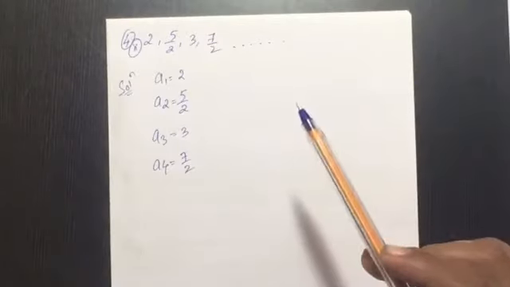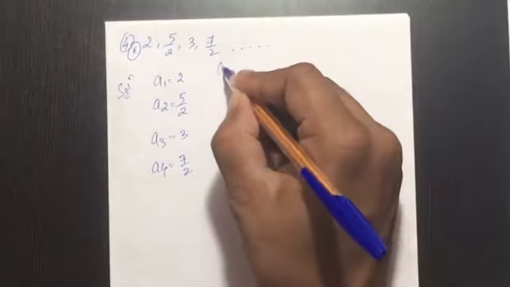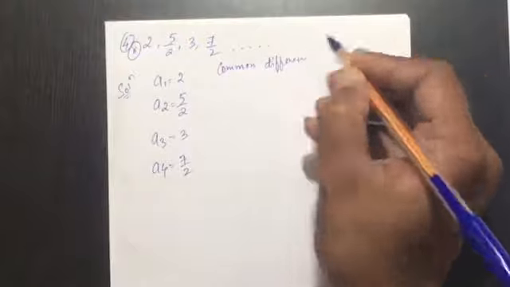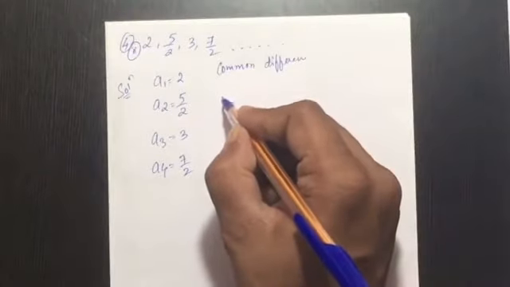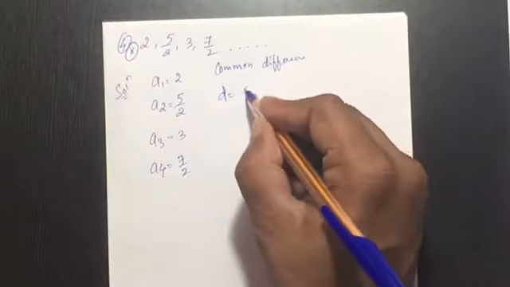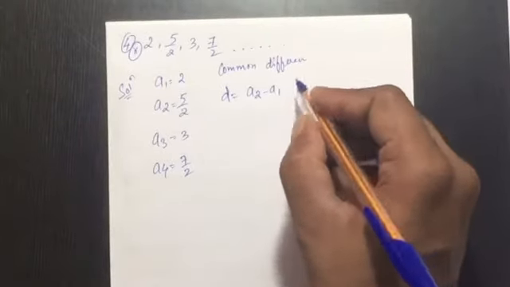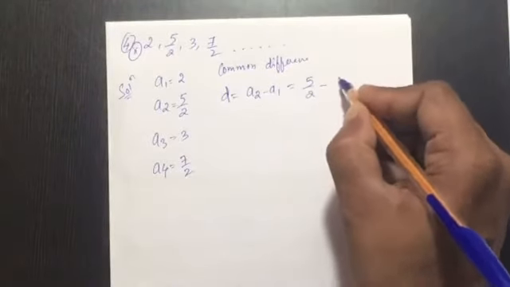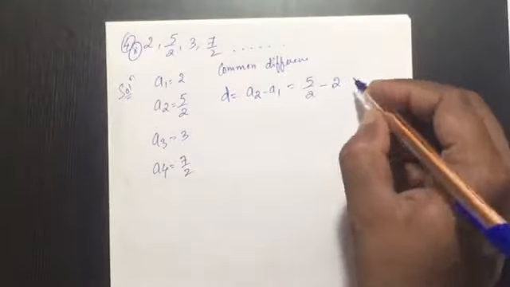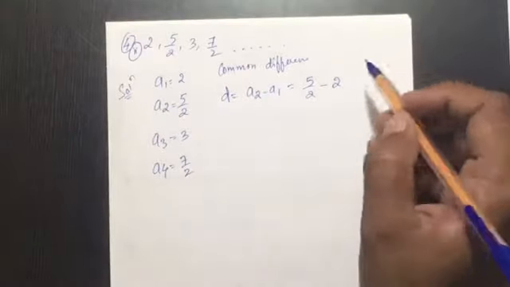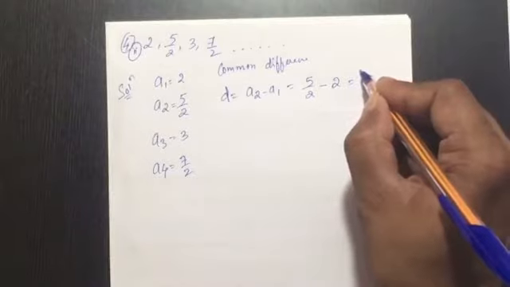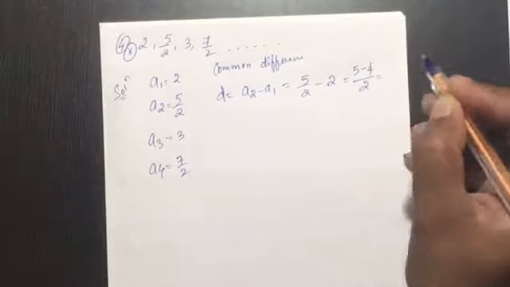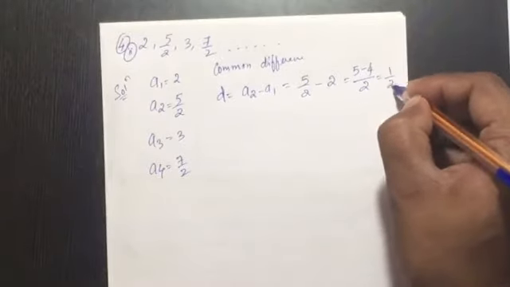So similarly here, first we have to find the common difference. D is equal to A2 minus A1. What is A2? A2 is 5 by 2 minus A1. Now simplify this. 2 into 2 is 4, so 5 by 2 minus 4 by 2 is equal to 1 by 2.